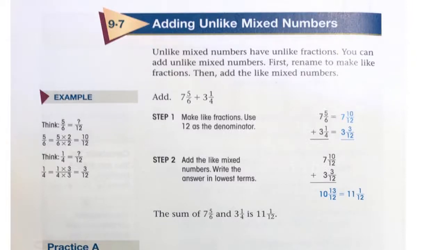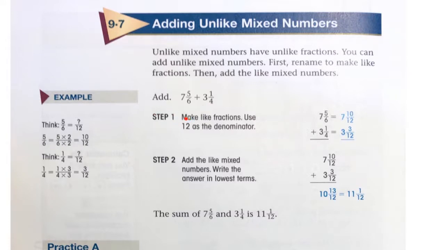Basic Math, Chapter 9, Section 7, Adding Unlike Mixed Numbers. Unlike mixed numbers have unlike fractions. You can add unlike mixed numbers. First, rename to make like fractions, then add the like mixed numbers. For example, add 7 and 5/6 plus 3 and 1/4.